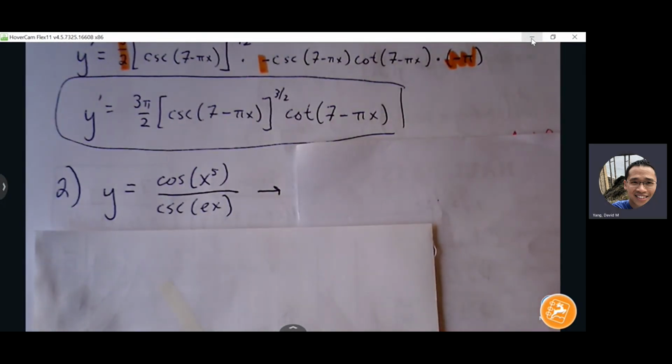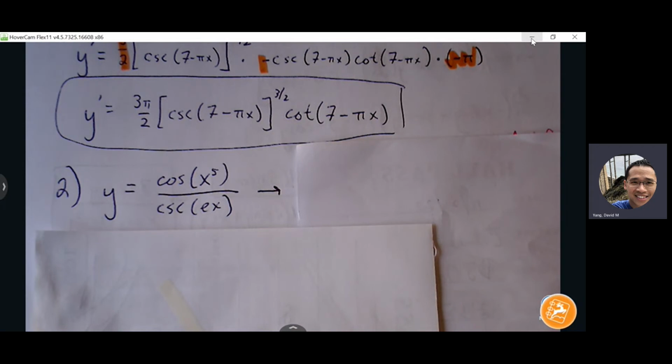Okay, cosine of x to the 5th divided by cosecant x. If I want to find the derivative, I can go through what rule? Quotient rule. That's perfectly fine. Is there a way to avoid quotient rule for this problem?